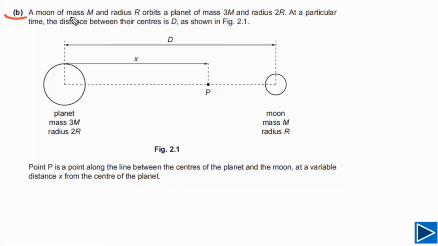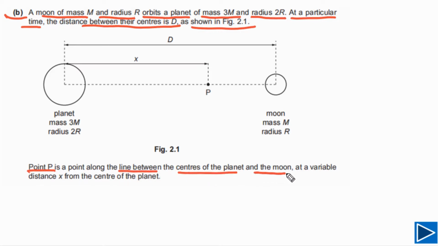For part B, it is given to us a moon of mass capital M and radius r orbits a planet of mass 3m and radius 2r. At a particular time, the distance between the centers is capital D, as shown in figure 2.1. Point P is a point along the line between the centers of the planet and the moon at a variable distance x from the center of the planet. Here x is the distance from the center of the planet.